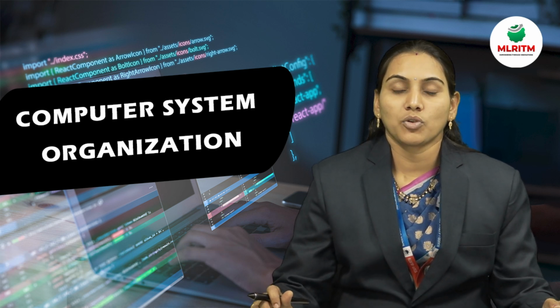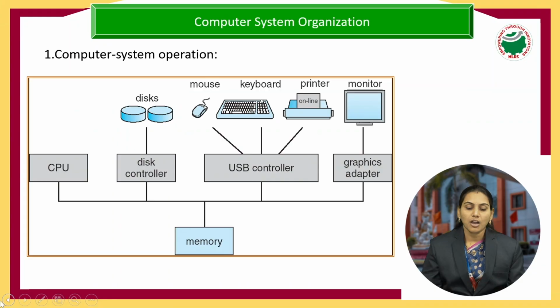Today I will discuss the topic computer system organization. This is there in operating system. First of all, what is operating system? An operating system is an interface between the user of the system and computer hardware. It can manage the resources that are available in the computer.